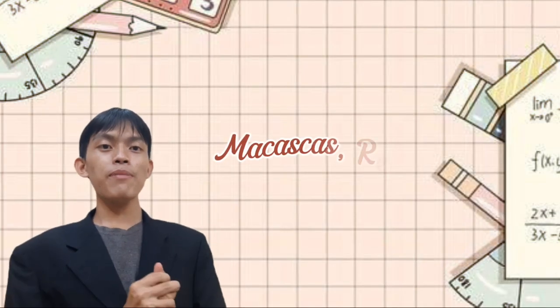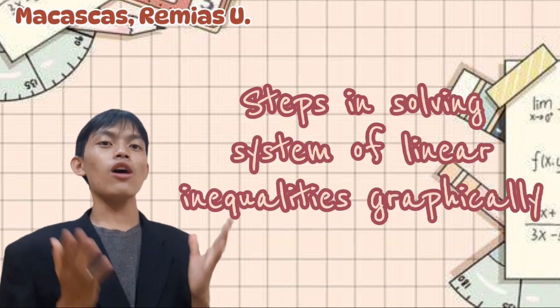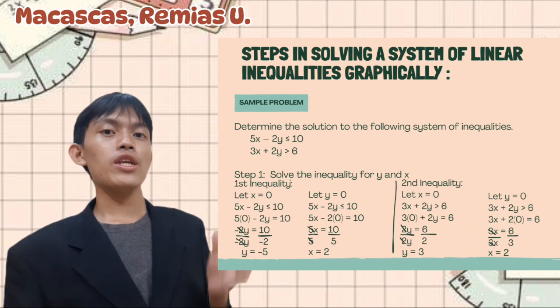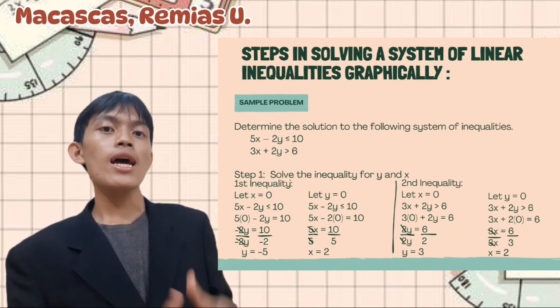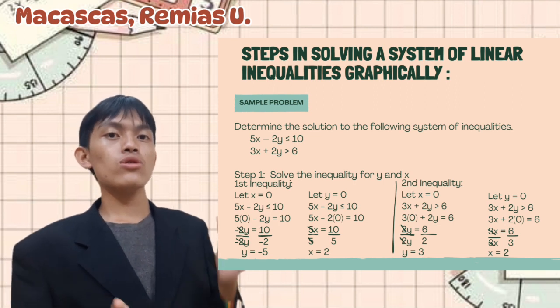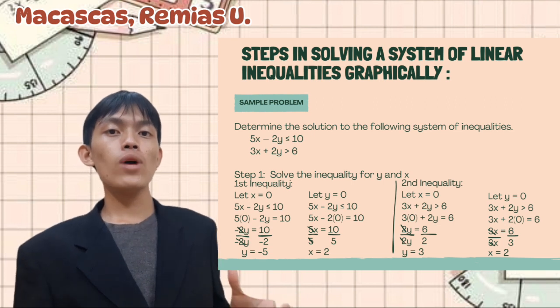Good day everybody, my name is Chimes Makaskas and I'm going to present the steps in solving linear inequalities graphically. Here we have a sample problem of inequalities, which are 5x minus 2y is less than or equal to 10 and 3x plus 2y is greater than 6. The first step is to solve the inequality for y and x. Let's do it first with the first inequality.